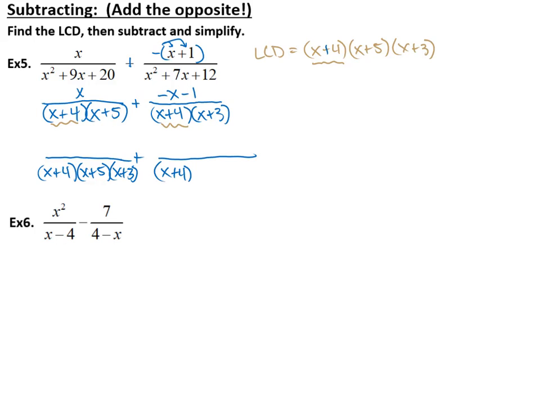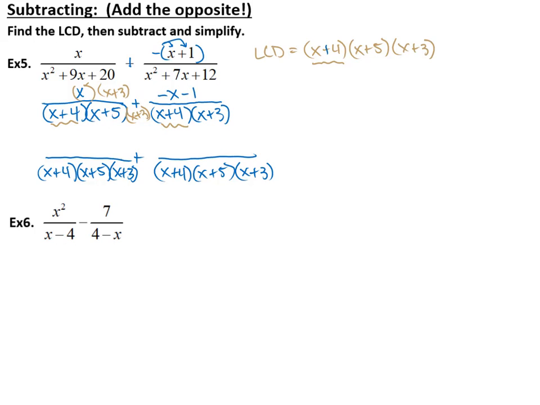So they're in that same size slice. Okay, now we got them all set up. Let's figure out what we need to multiply by to get there. Well, this has the x plus 4 and x plus 5. It's missing x plus 3. So let's multiply top and bottom by x plus 3.